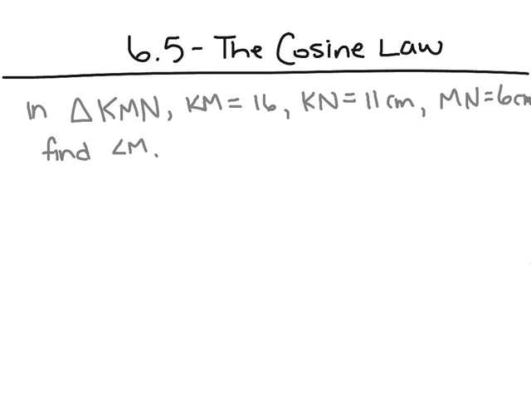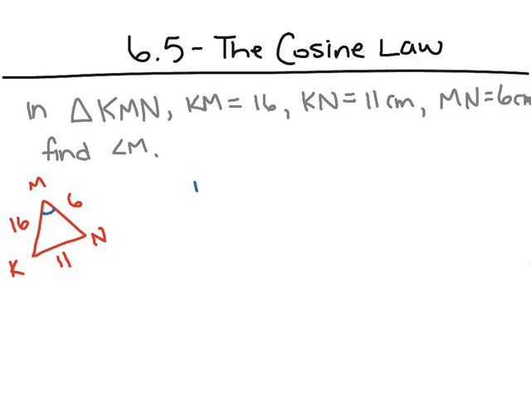In order to use the cosine law to find an angle, you first need to know all three sides of the triangle. So if we take triangle KMN, KM equals 16, KN equals 11, and MN equals 6 centimeters. So let's just draw a quick picture. We've got K, M, N, KM is 16, KN is 11, and MN is 6. So we know all of our sides. We want to find angle M.